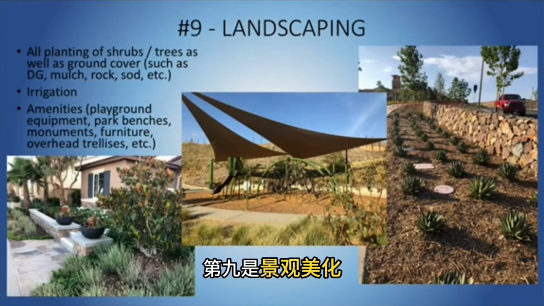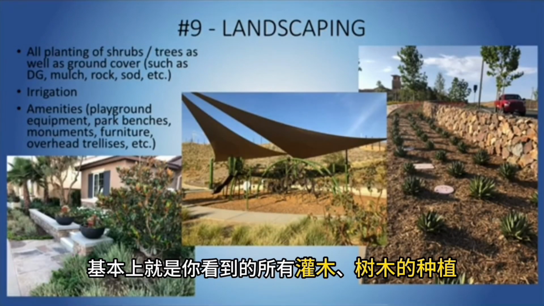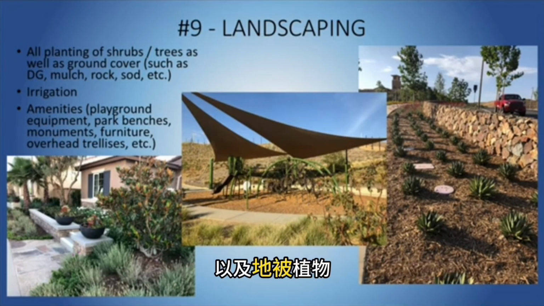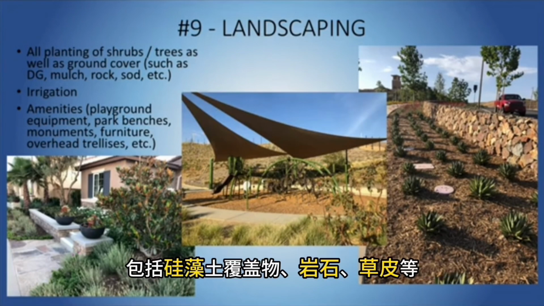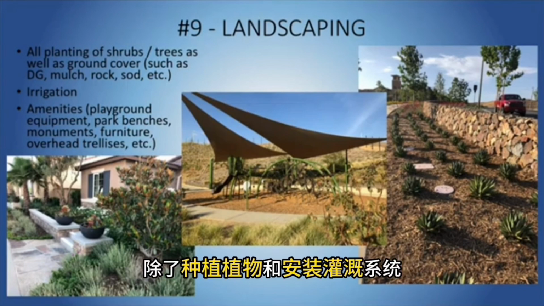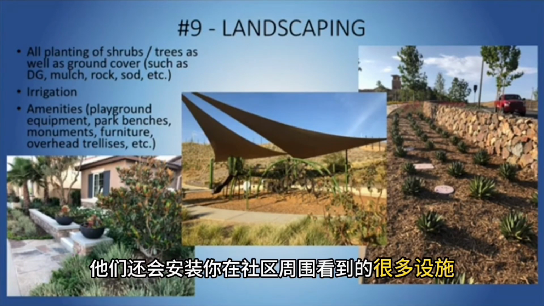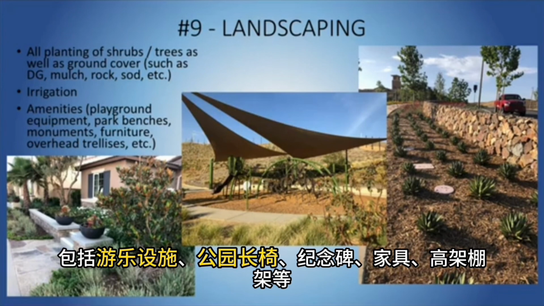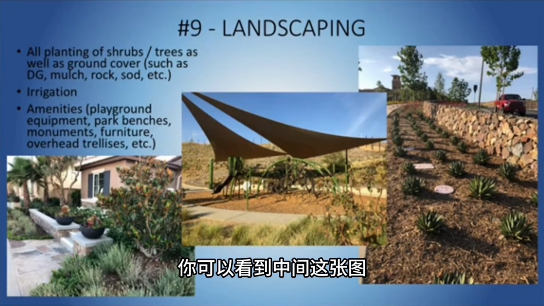Number 9 is landscaping. It's basically all the planting you see of shrubs, trees, as well as ground cover, including DG, mulch, rock, sod, etc. They also install irrigation. And in addition to just planting and irrigation, they also install a lot of the amenities that you see around in your neighborhoods, including playground equipment, park benches, monuments, furniture, overhead trellises, etc. You can see right there in the middle you've got playground equipment right there at one of the tracks.